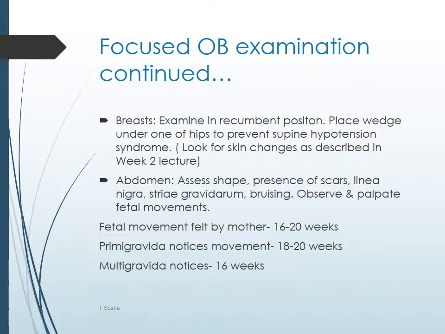Examination of the breast should be done in recumbent position. Please remember to keep a wedge under one of the hips to prevent supine hypotension syndrome. Look for skin changes, and this was described in your week 2 lecture. Abdomen should be assessed for shape, presence of scars, linea nigra, striae gravidarum, and bruising.